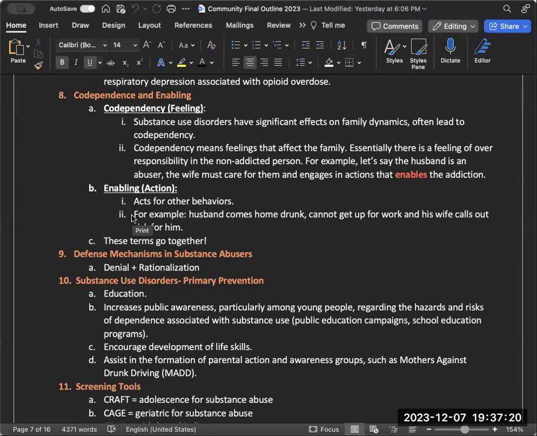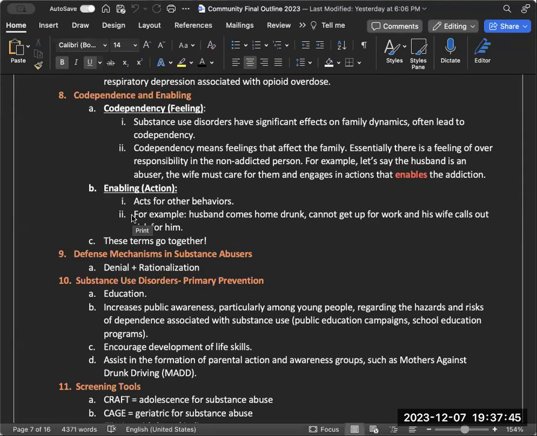So codependency is a feeling. I was looking at some of the parts of the ATI, so I copied some of that, as well as some of the things that Dr. D said. So I have that substance use disorders have significant effects on family dynamics and often lead to codependency. Codependency means feelings that affect the family. Essentially, there is a feeling of over-responsibility in the non-addicted person.